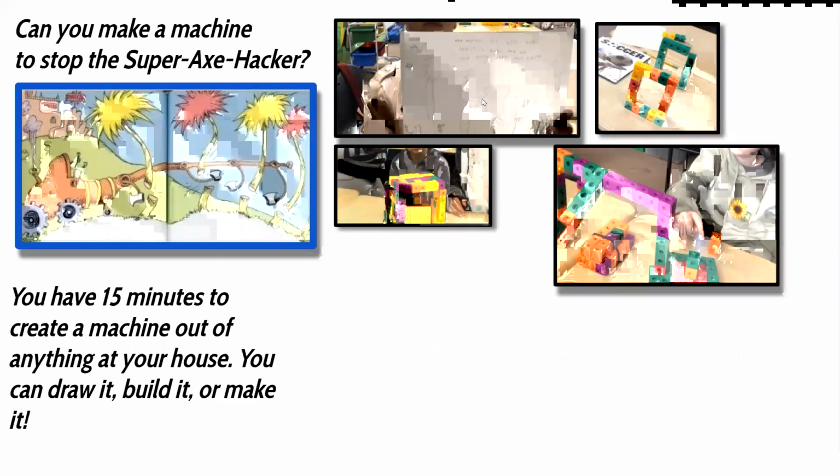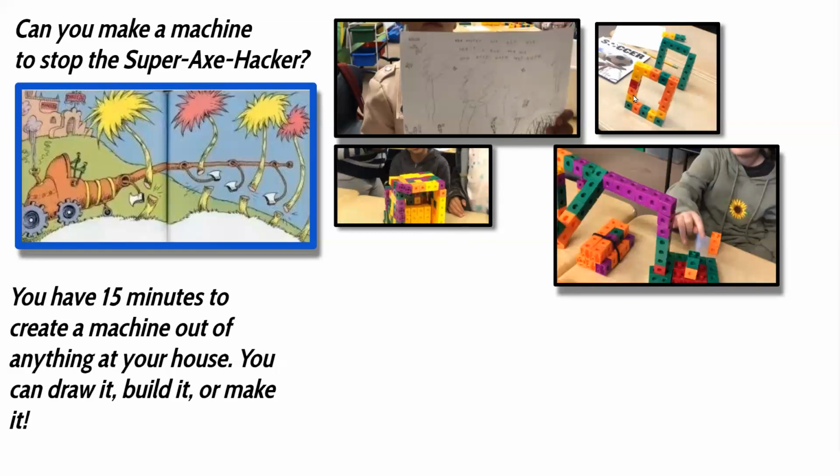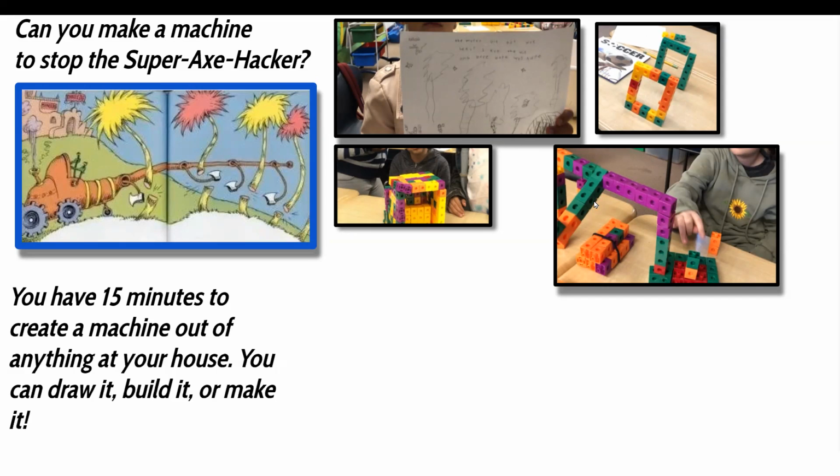One of my students was an artist. She created this beautiful little drawing on how to stop the Super Axe Hacker. This one said she was going to make a jail so that she could put the Once-ler into jail. This boy, he was a gamer. He said he was going to make an Ender portal so that when the axe hacker came, it would go through one portal and out the other. And this student made a boot, so that when the axe hacker comes, it would boot the axe hacker into another world.